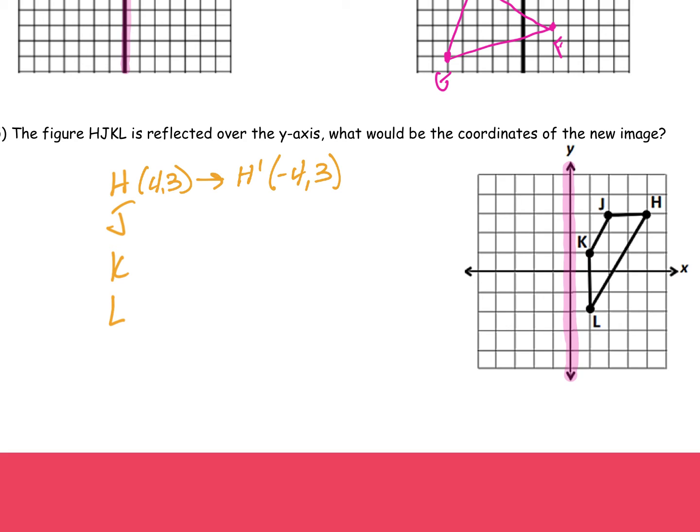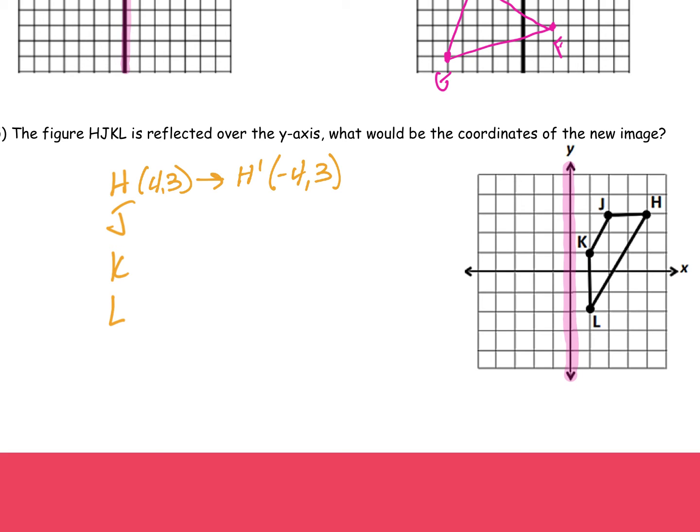So if you can remember the two little rules: if it's over the x, the opposite letter changes. If it's over the y, the opposite letter changes. So whichever one I'm flipping over, the opposite letter changes. If it's x, y changes. If it's y, x changes. Okay? Trying to come up with simple little things for you guys to remember.